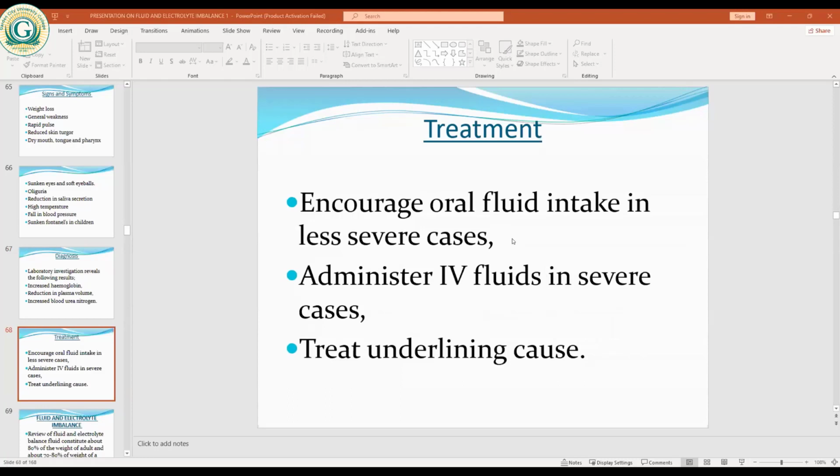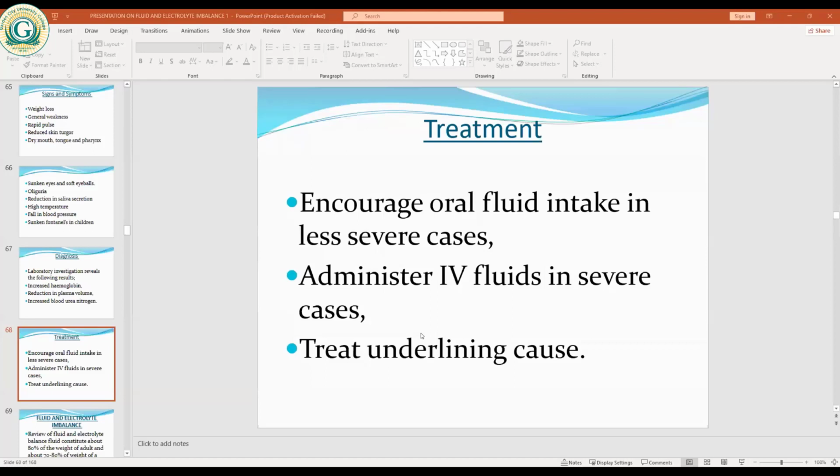So treatment is to encourage intake. In less severe cases, if there is no vomiting, the patient can be encouraged to use oral rehydration salt, coconut water, other preparations of homemade salt and water, kenkey, mashed kenkey, and other preparations we can use to restore fluids, unfermented pito. Pito is good, shobolo is good, and other preparations. Okay, in case of severe dehydration, we need the intravenous route to restore the blood volume as fast as possible.